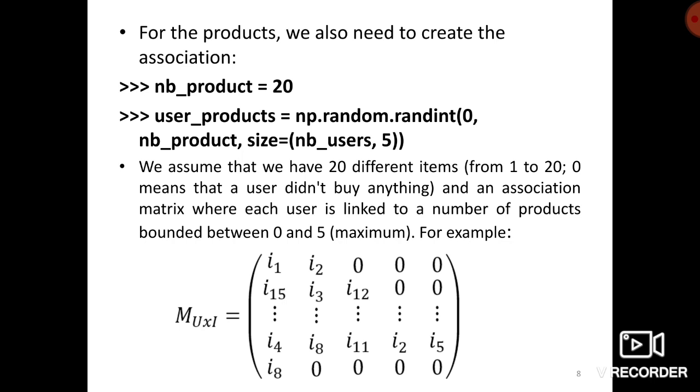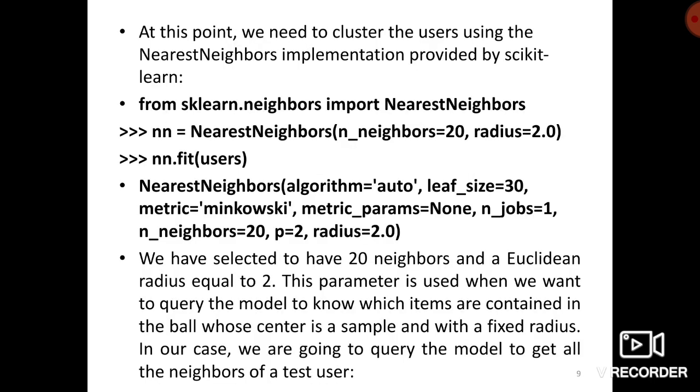Now if you observe the following association matrix, the items are 1, 2, 3, 4 up to 15 or around 20 items, and if you observe a 0, it means that the user didn't buy anything. It is an association matrix where each user is linked with a number of products which is bounded between 0 to 5 maximum. So kindly observe this association matrix.